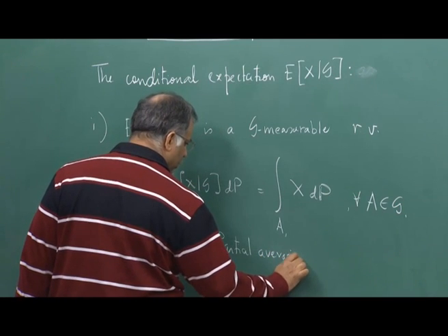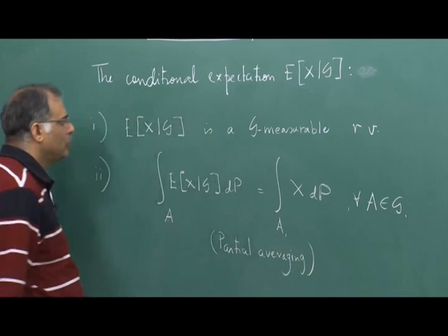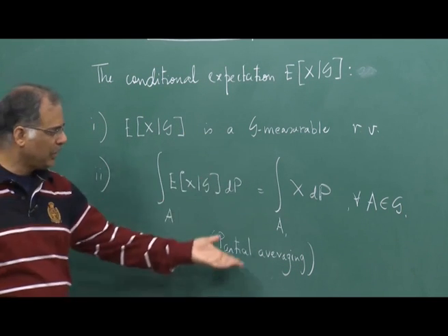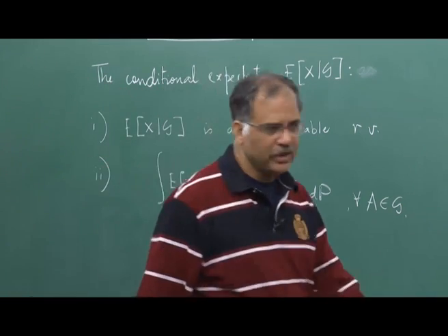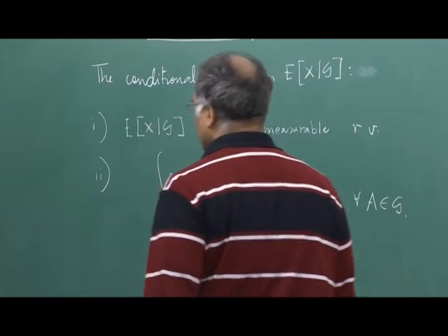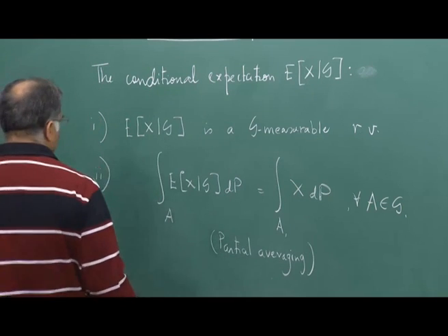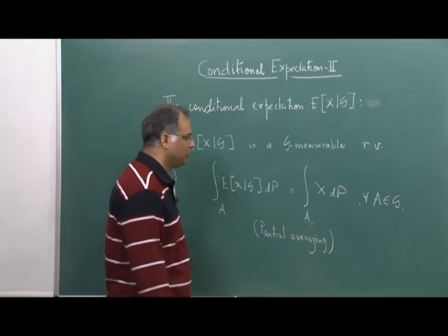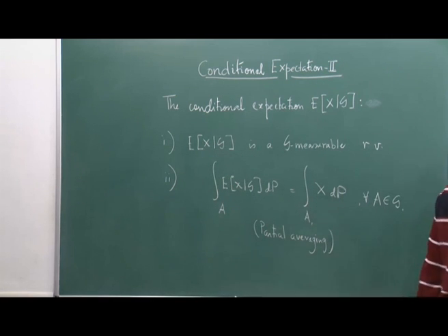So, this is the definition. Conditional expectation is a G measurable random variable which satisfies this, which shows that this may not be unique. There can be more than one G measurable random variable which can get you this. But the key question is whether such a G measurable random variable would at all exist.